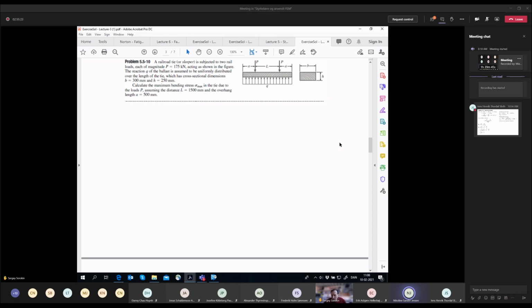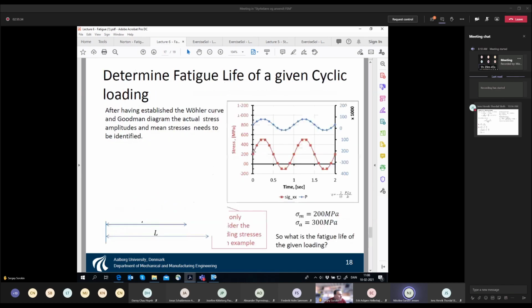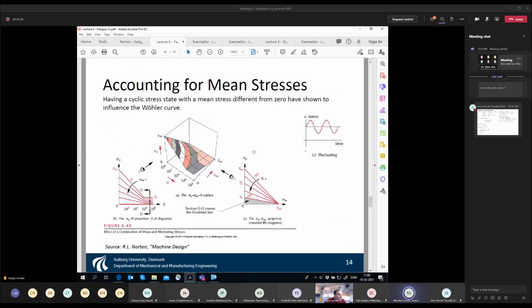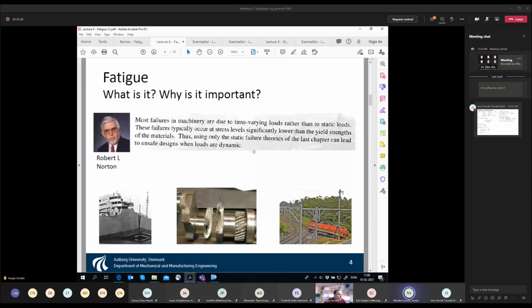I have a question regarding the lecture today. The Wöhler curves, are they made both by the low cycle fatigue approach and the high cycle fatigue approach, or is it only the high cycle fatigue?